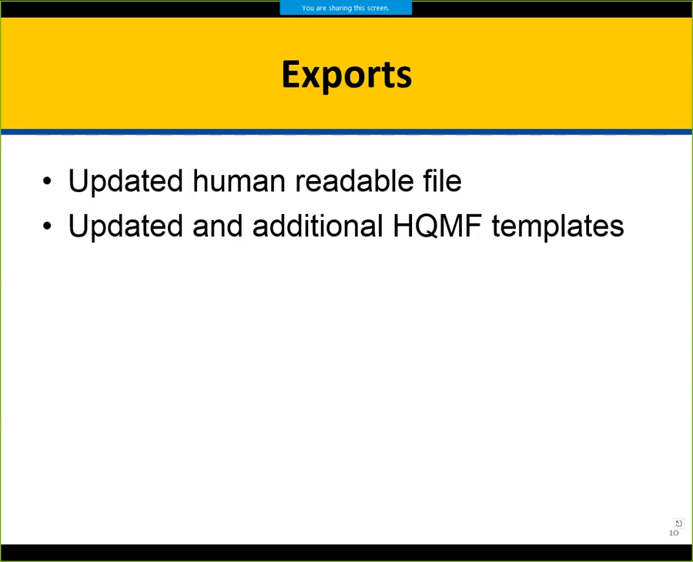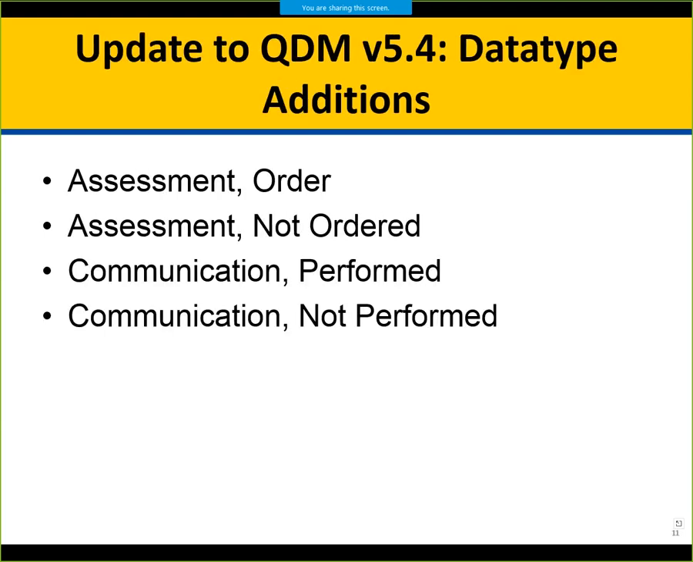The HQMF templates have been updated to align with the new CQL HQMF implementation guide, and templates were added to the HQMF to support the new composite measures. The MAT is now using the QDM version 5.4, which includes changes to the data types and attributes available within the MAT. One of the changes is the addition of 4 new data types and their corresponding attributes.